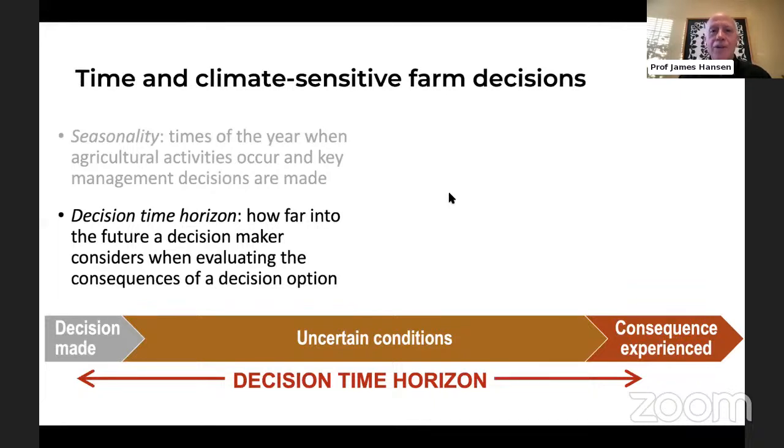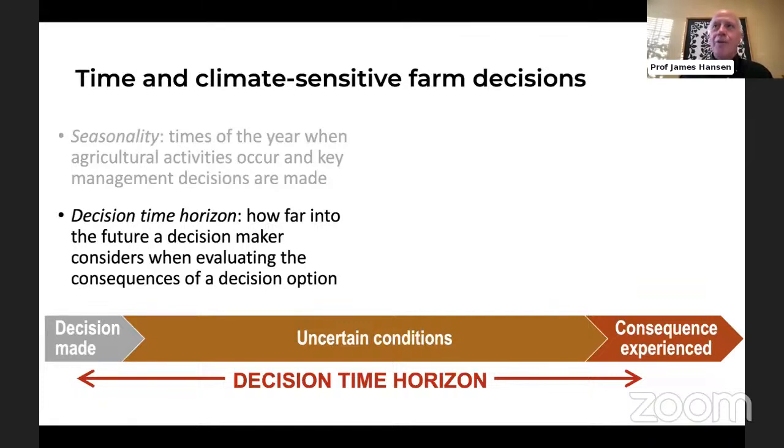Every decision has its own time horizon. That refers to how far into the future a decision maker considers when evaluating the consequences of a decision option. The diagram on the bottom illustrates that there's a point in time when a decision is made, a point in time when consequences of that decision are experienced. But in many cases in agriculture, there's a gap, a period when uncertain conditions can also affect the outcome.